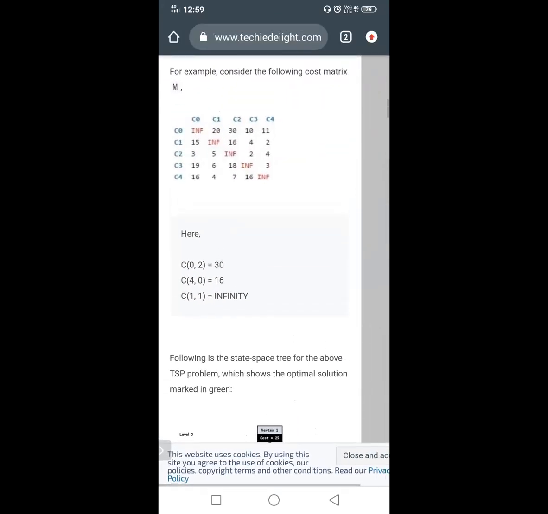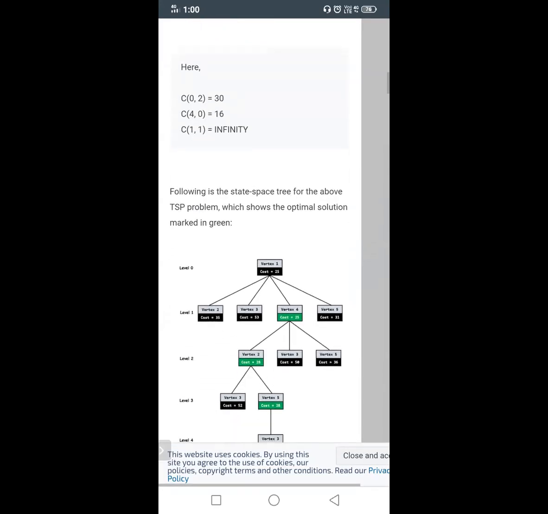So we solve the traveling salesman problem by using branch and bound. So here branch and bound is used for solving the optimization problem. When we are using branch and bound, the problem is solved by constructing the state space tree. Okay, we solve this problem by constructing the state space tree. So this is the tree I consider here.